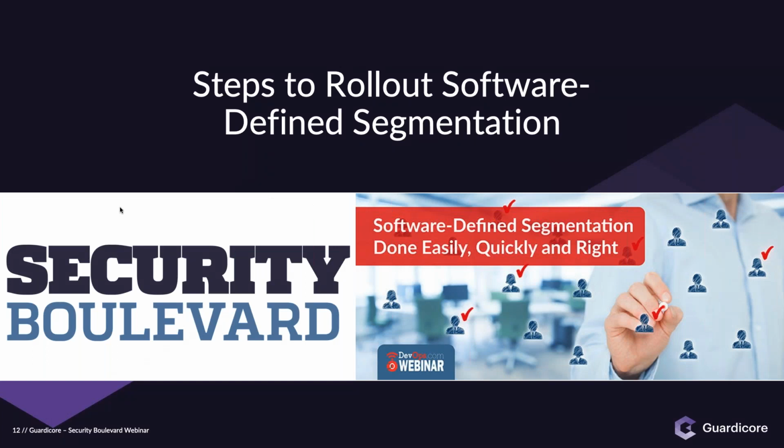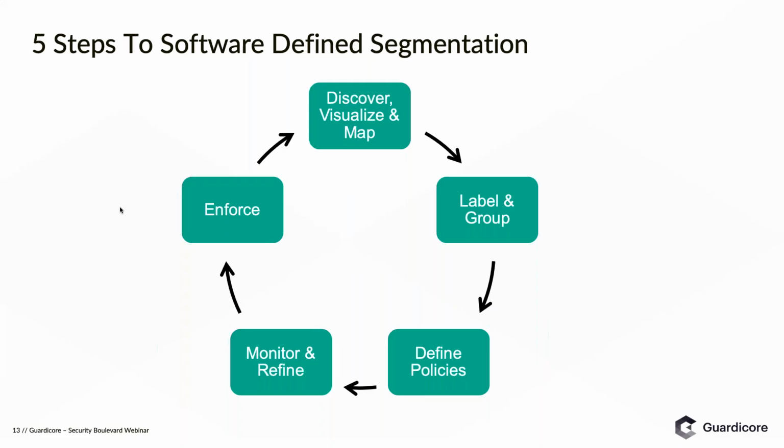So steps in rolling out software-defined segmentation, there's 5 steps. The first step at 12 o'clock is to discover, visualize, and map your environment. You need to understand your applications and what you have and what the application workflows are, the application dependencies, and then you go to label and group. So once you know and map out what your enterprise looks like and what the application workflows are, you're able to apply labels and groups.